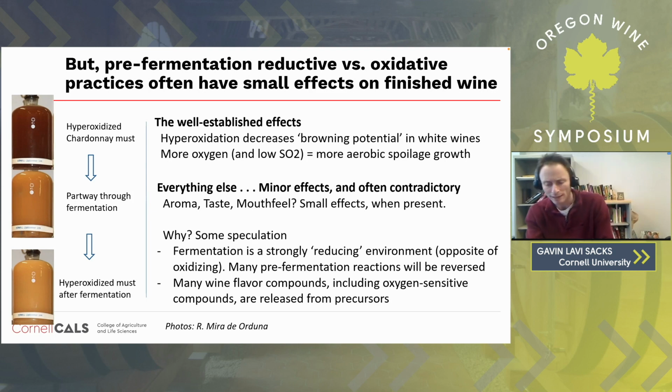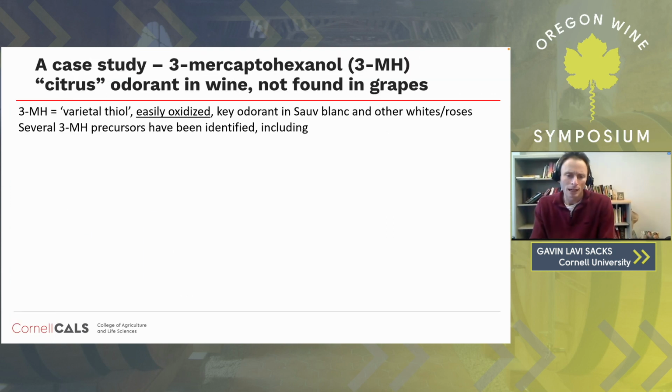So as an example of one of these precursor form compounds, we have 3-mercaptohexanol, or 3-MH among friends, which has an odor of grapefruit or citrus or passion fruit. This compound is most closely associated with Sauvignon Blanc wines, although it's also found in a number of other whites and rosés and occasionally even reds, but it's absent or nearly absent from grapes. Instead, this compound is formed from precursors that are present prior to fermentation and then released by yeast during fermentation.